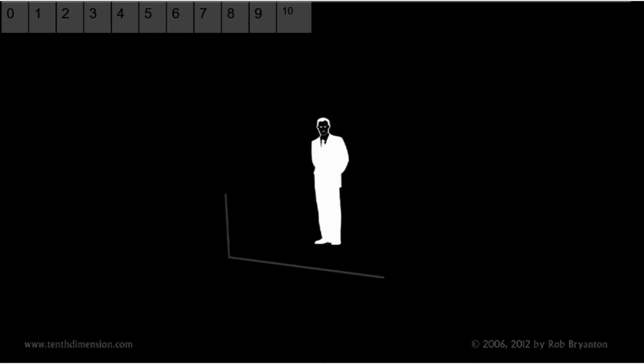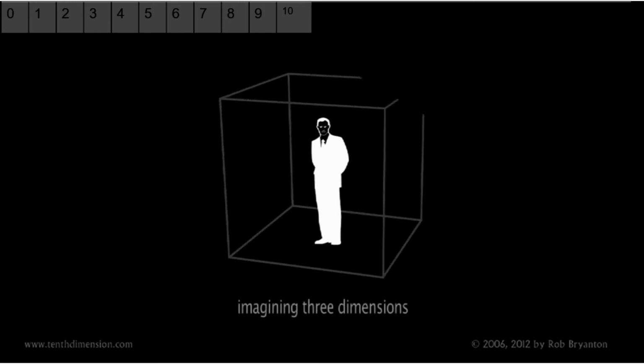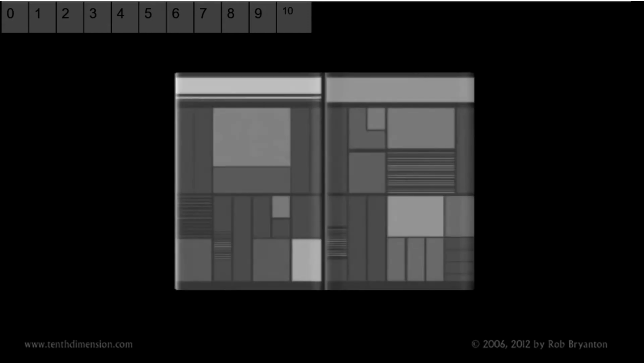Now let's move to the third dimension. This should be the easiest for us because every moment of our lives, that's what we're in. A three-dimensional object has length, width, and depth. But here's another way to describe the third dimension. We imagine an ant walking across a newspaper which is lying on a table.